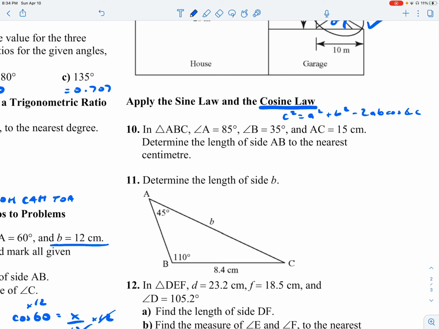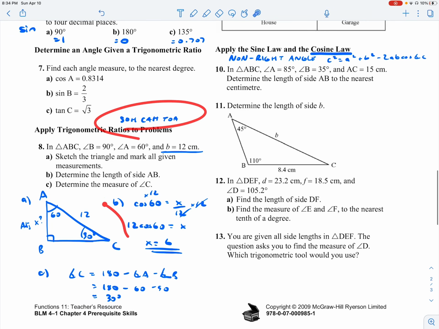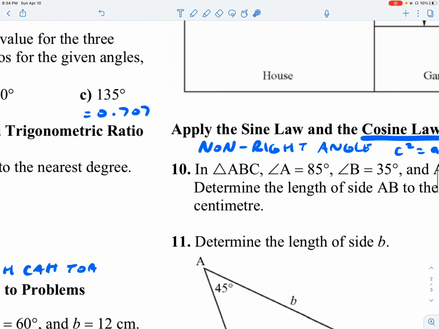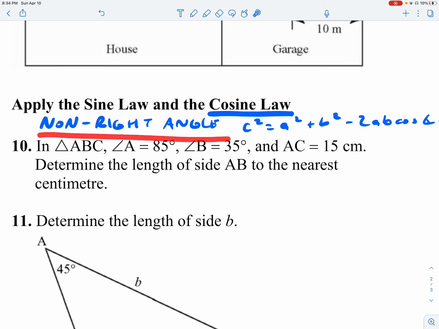Now, why do we use sine law, cosine law? So first off, we always use it when we have non-right angle triangles. Okay, it's only for non-right angle triangles. So I'm going to add that in. Non-right angle. If we have right angle triangles, we just saw that we use SOHCAHTOA to solve these. We do all our trig ratios. It's really easy. This juicy formula here, only use it when you need to, which is when we have non-right angle triangles.